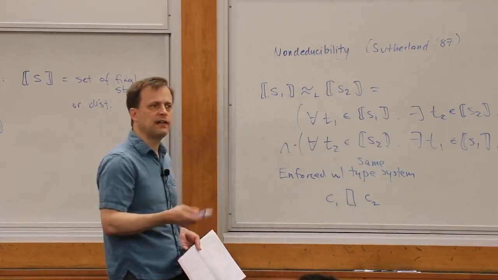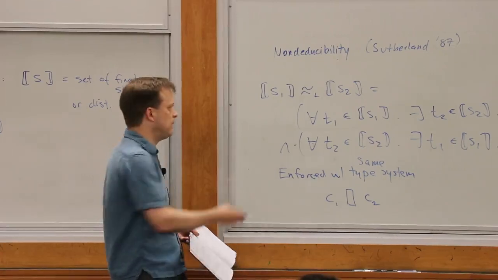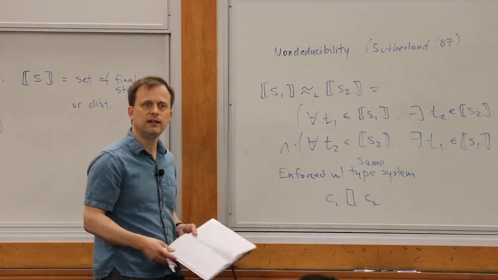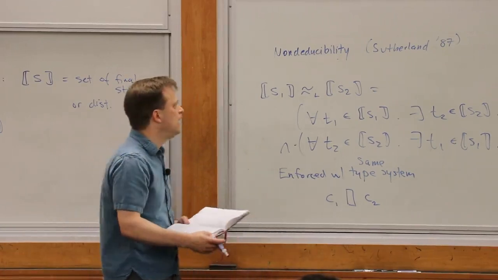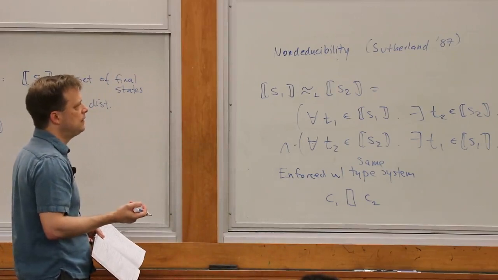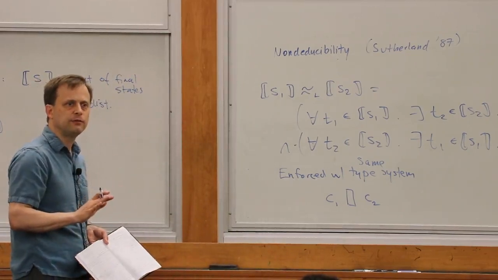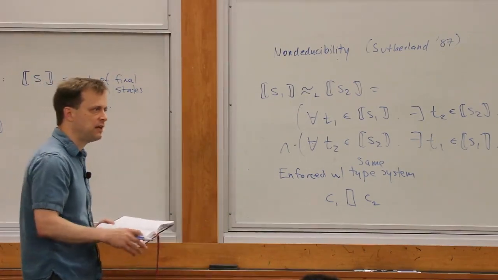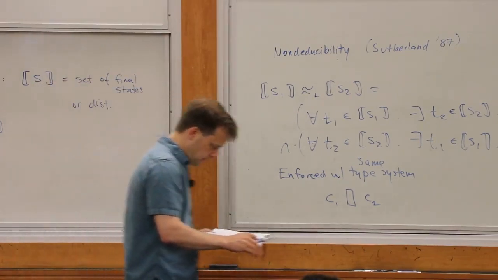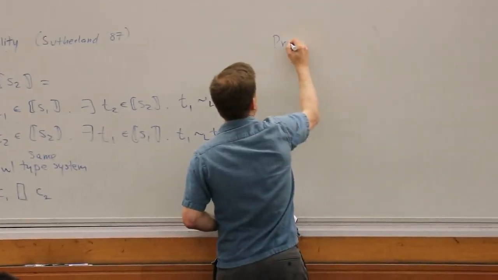We could just type check that with the same kinds of rules that we saw yesterday, and we'll be able to enforce this non-deducibility, and that might be good enough. Actually, for integrity, non-deducibility might be good enough for a lot of settings. But for confidentiality, I would argue it's not. Okay, so suppose we have the following program.